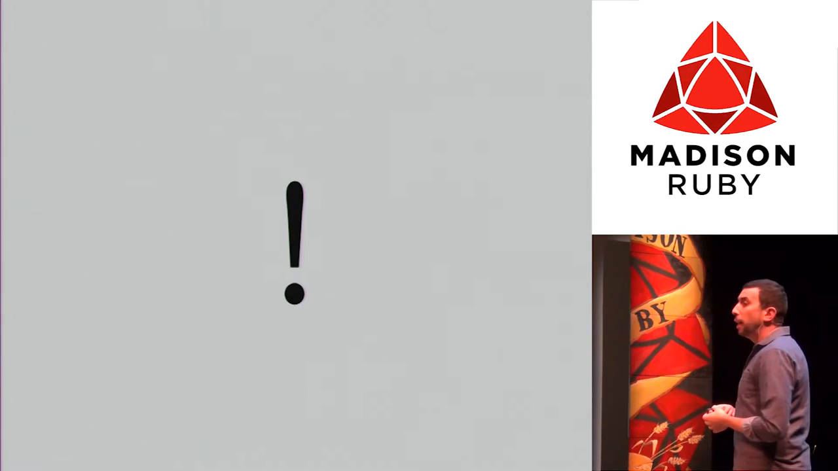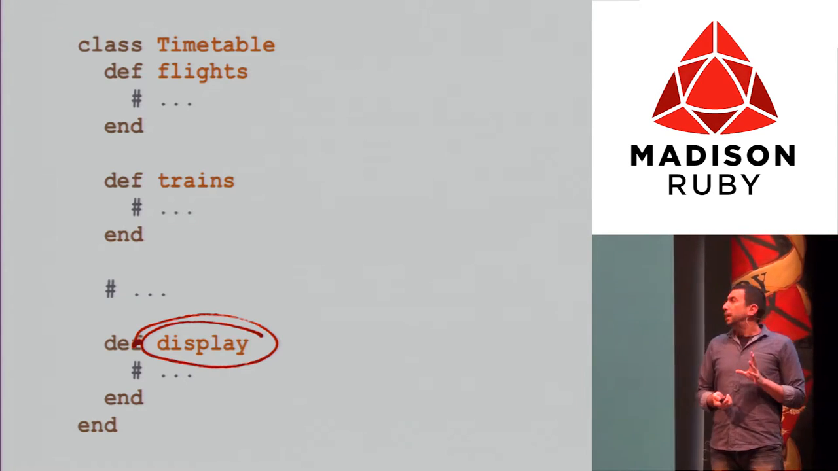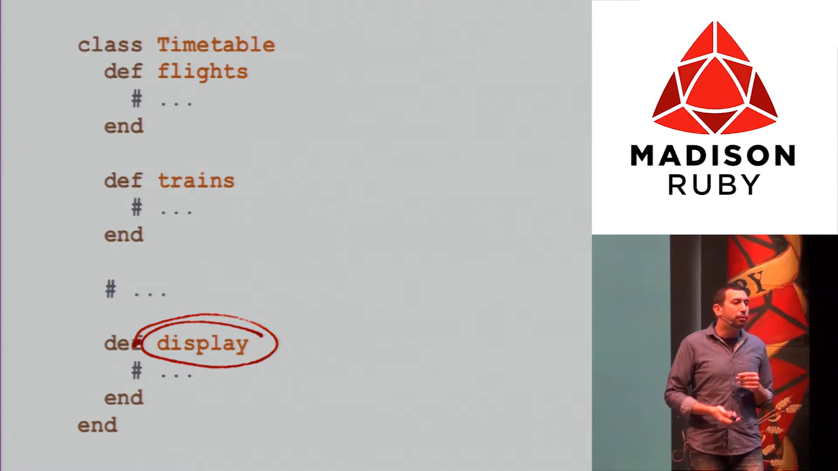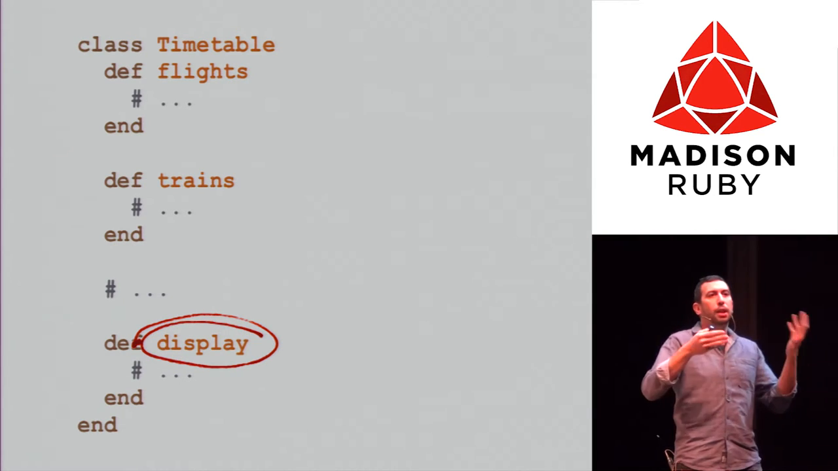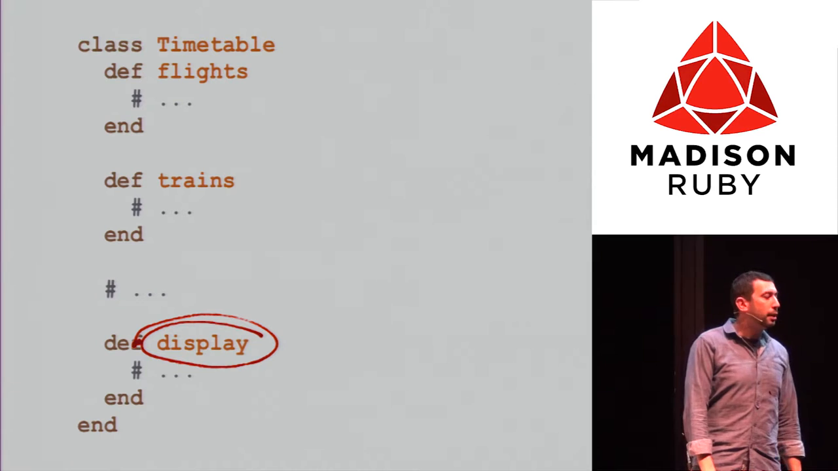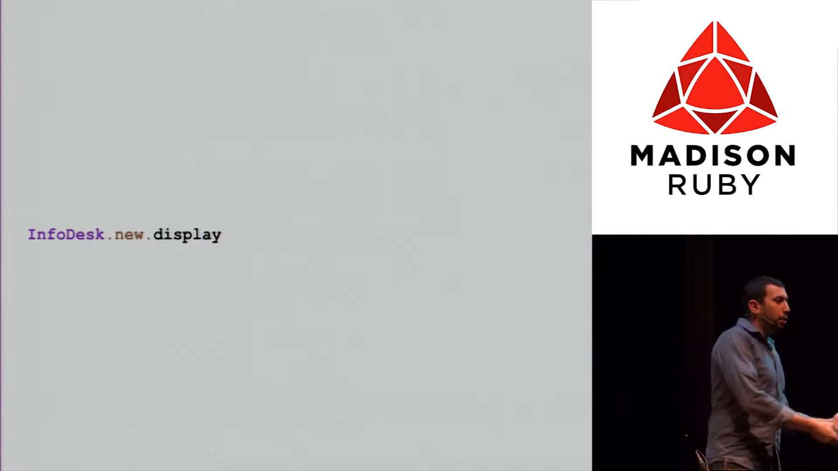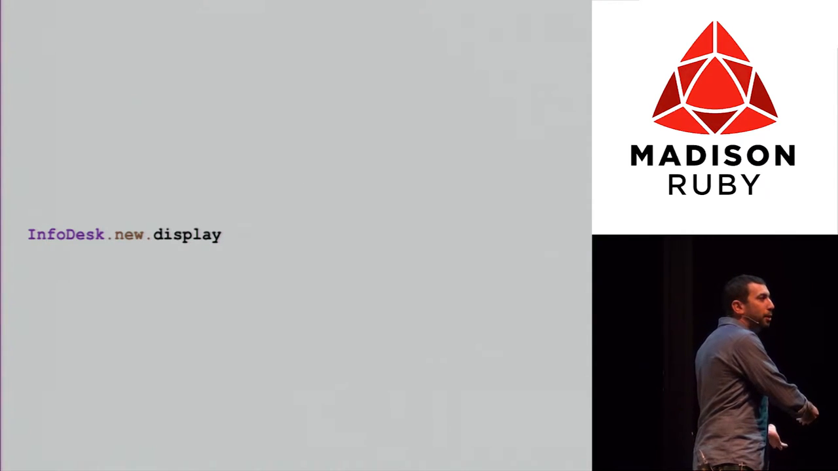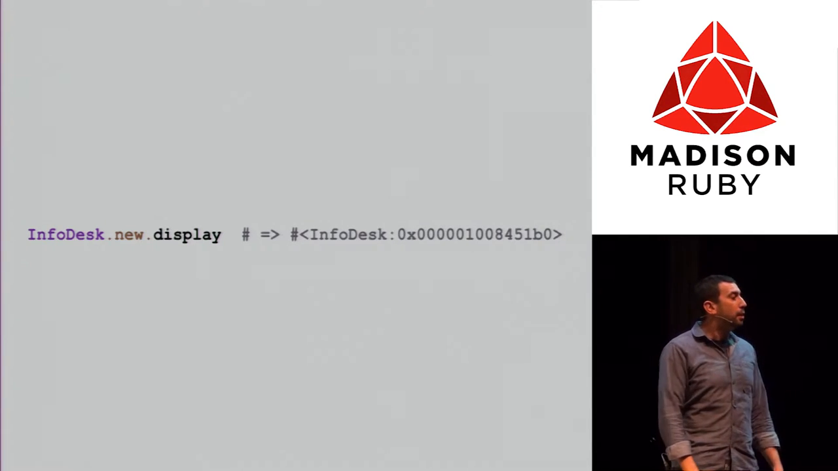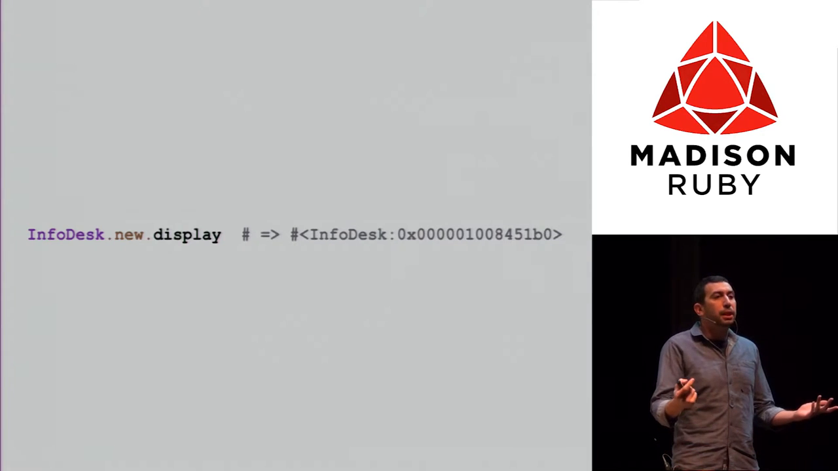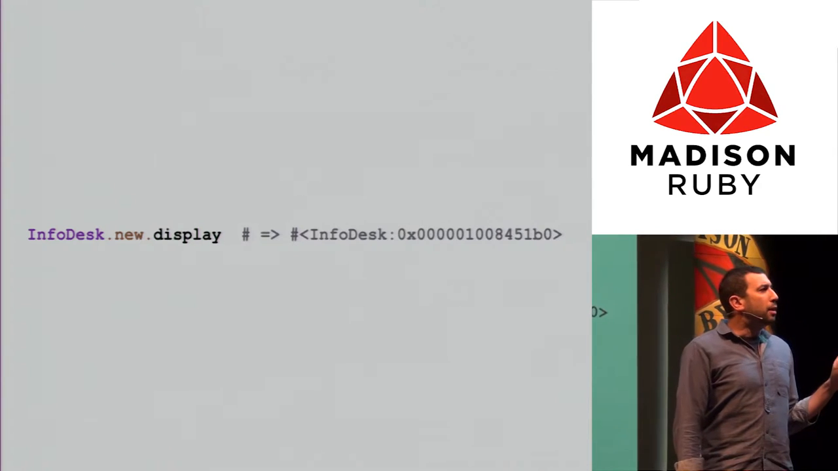But actually, no, we have another potential problem. This one is really, really sneaky. Assume that you have a method in timetable that's called, for example, display. And maybe it returns a fancily formatted display with all the information for the day for a traveler, I don't know. So you expect that if you call display on the info desk, it will turn around and call display on the timetable, right? And actually, it doesn't happen. You get a quirky string, which seems to be the string representation of the info desk object itself. Does anybody know why this happened?